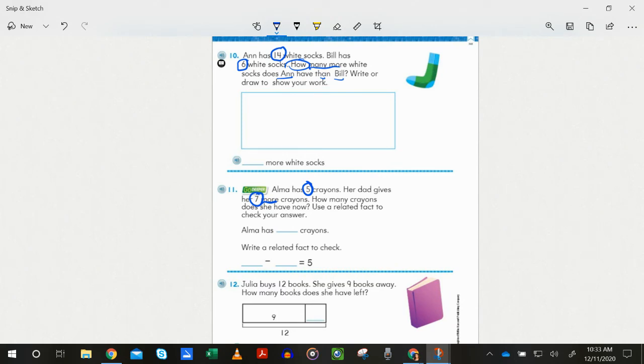And finally, on number 12, Julia buys 12 books. She gives 9 books away. How many books does she have left? Julia buys 12 books. She gives 9 books away. How many books does she have left?